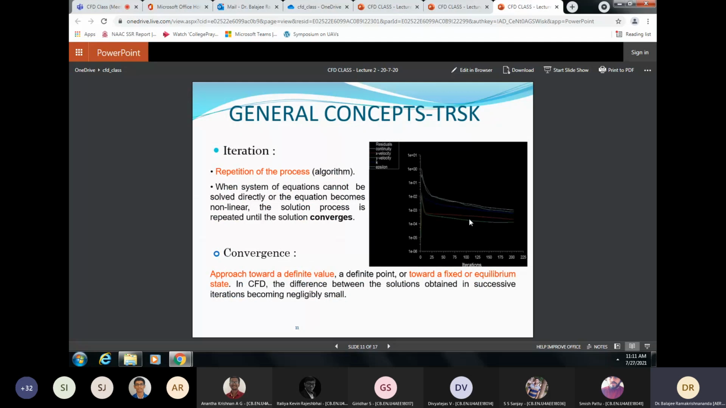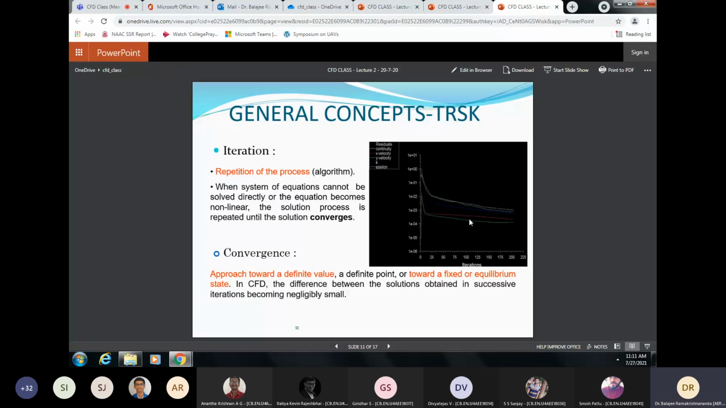We all know what is iteration. So iteration is nothing but repetition of the process or algorithm, when a system of equations cannot be solved directly, or the equation becomes non-linear. You can have n variables and n equations. But what if they are not linear equations? What if they become quadratic and coupled, with all the terms together? Then you get into a mess.